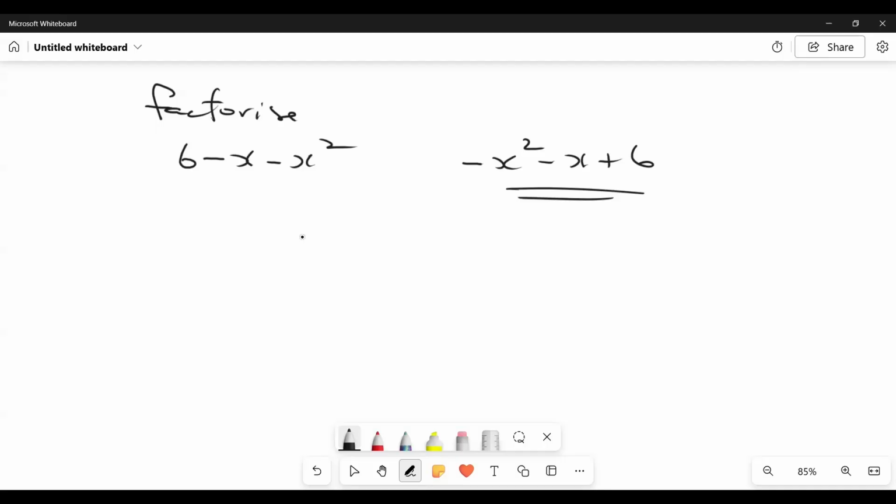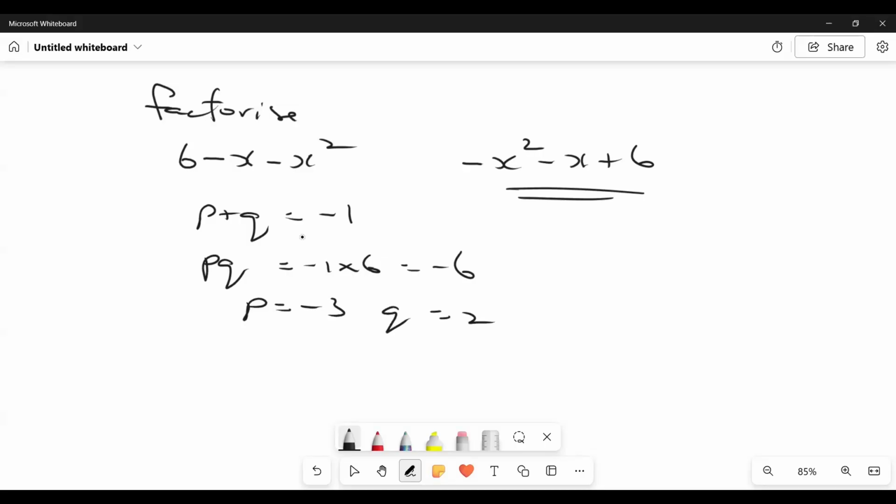So we're looking for two numbers, P plus Q must be equal to minus 1. And PQ must be equal to the minus 1 in front here multiplied by 6, which is minus 6, right? Again, you know the two numbers, P and Q. P is minus 3, Q is 2, right? So we write back this here. 6 minus 3x plus 2x minus x squared, right? Same thing. Then we group them up.